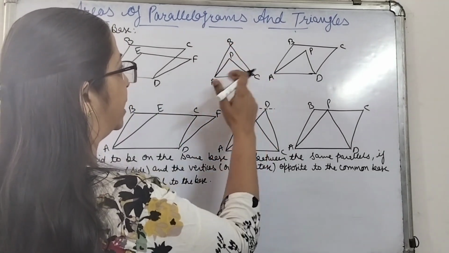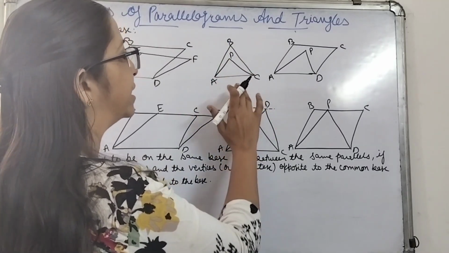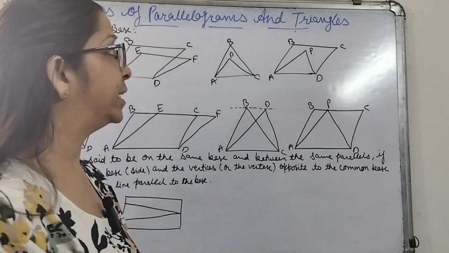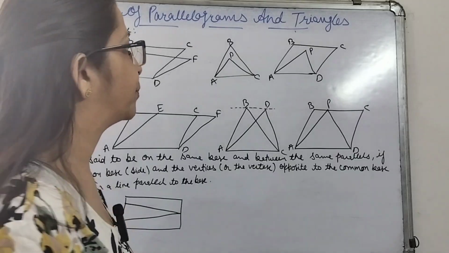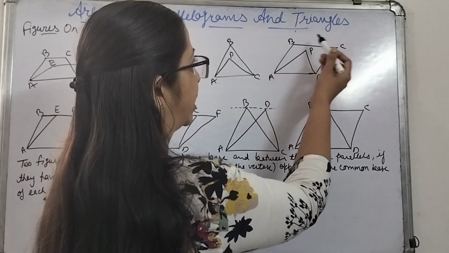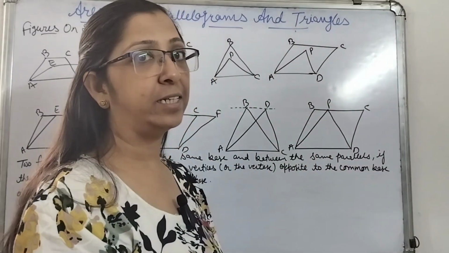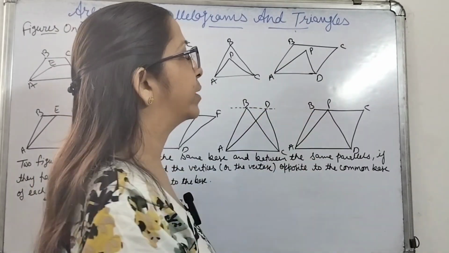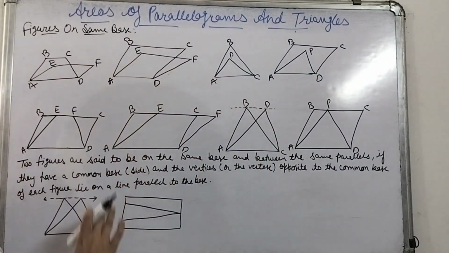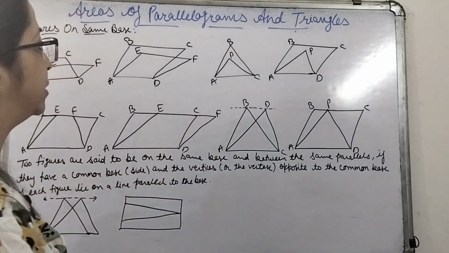One is ABC, another is APC. These two triangles have a common side, that is AC. So we will say that these two triangles have the same side, that is, they are on the same base. If we take one parallelogram and one triangle, where the parallelogram is ABCD and the triangle is APD, they both have a common side, that is AD. So we will say that both the parallelogram and the triangle are on the same base. This is how, if any two figures have a common side, we say that the figures are on the same base.